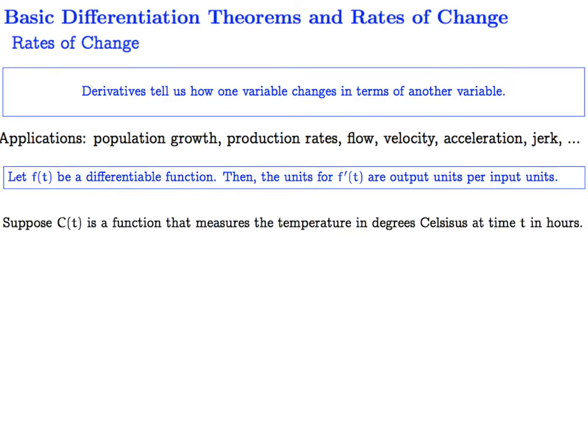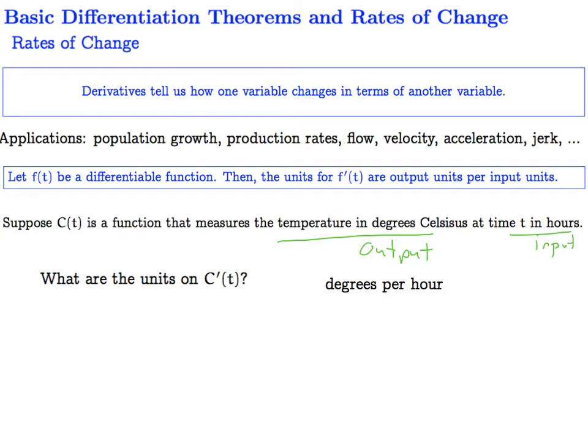Suppose you're working on a problem and you have a function C of t, and it's a function that measures temperature in degrees Celsius. So this is your output units, and your input units are t, time, in hours. In order to find the units on your derivative, you need to take your output units per your input units. So in this case, we end up with degrees per hour.